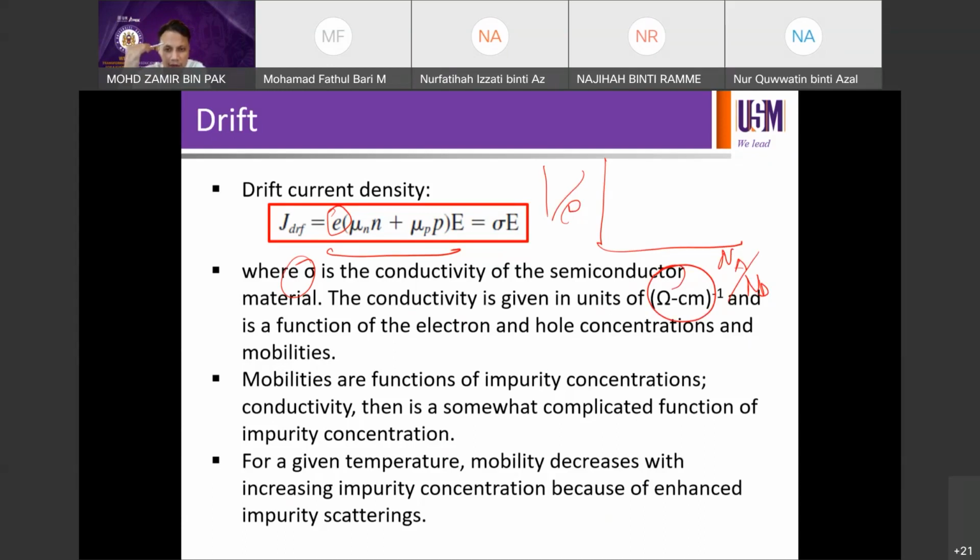So it's a function of electron and hole concentrations and mobilities. Mobilities are a function of impurity concentration, so that's why we discussed how mobility depends on impurity concentration, in the last few pages. It is also dependent on temperature. We discussed the low doping level cases and high doping level cases. For a given temperature, mobility decreases with increased impurity concentration because of enhanced impurity scattering.